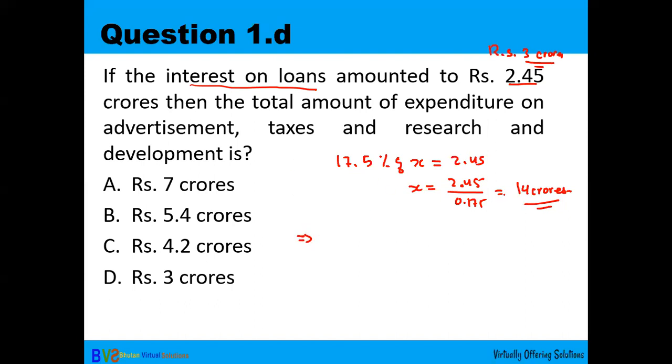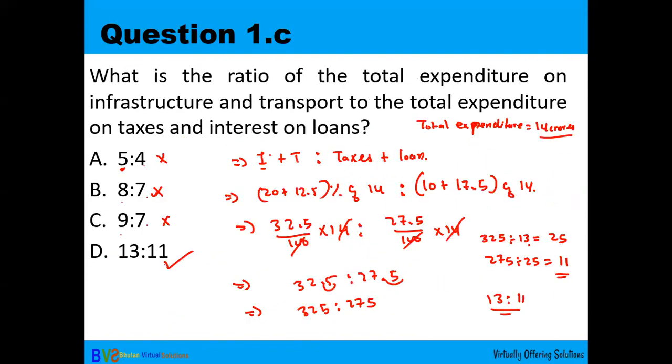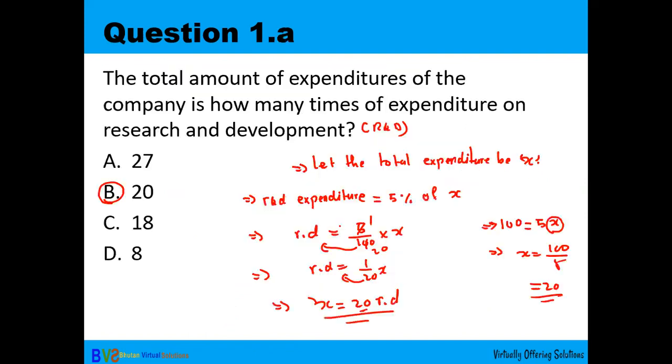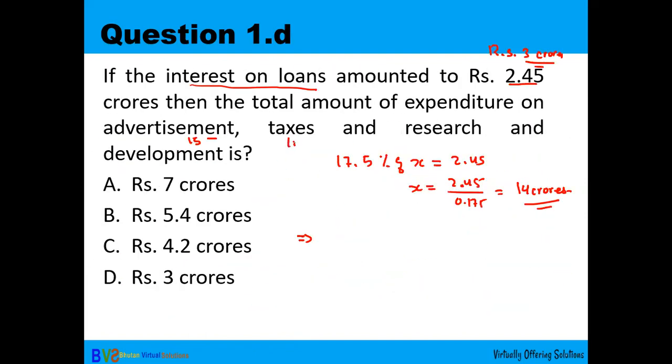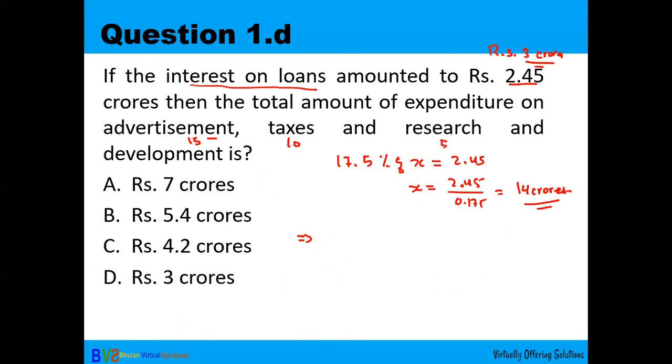Now you have found the total expenditure, that is X, 14 crore. The question is asking the total amount of expenditure on advertisement. Advertisement was 15%. The tax was 10%. And the research and development was 5%, right? So they are asking us to find the total amount of the expenditure on those three things.